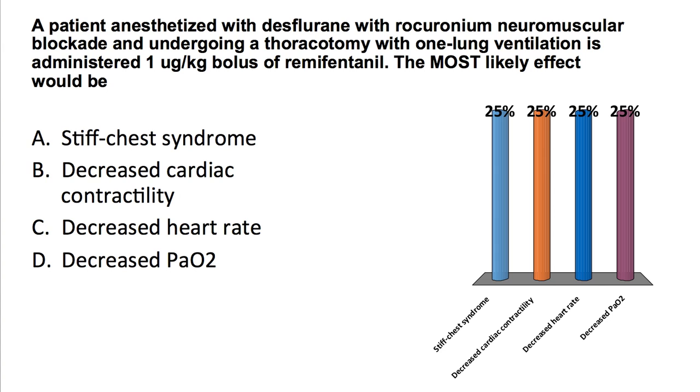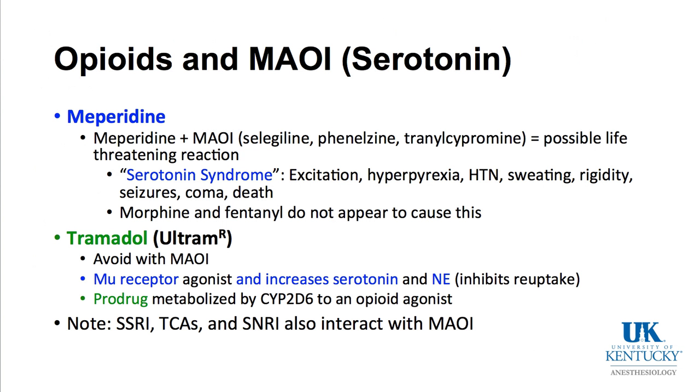Would you get stiff chest syndrome? Well, that's actually unlikely. The patient's intubated, so they're not going to have a laryngeal muscle closure around an endotracheal tube. Decreased cardiac contractility? Opioids don't reduce cardiac contractility. Heart rate would go down as central vagal stimulation and reduction of sympathetic output occurs. Decreased PaO2 would not likely occur because opioids don't affect HPV to any great extent.